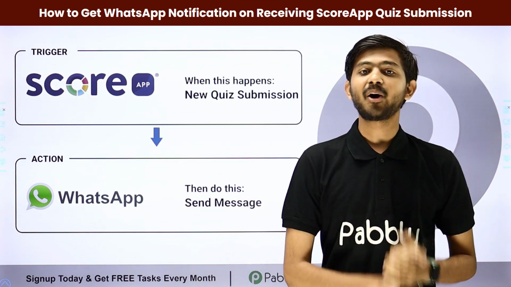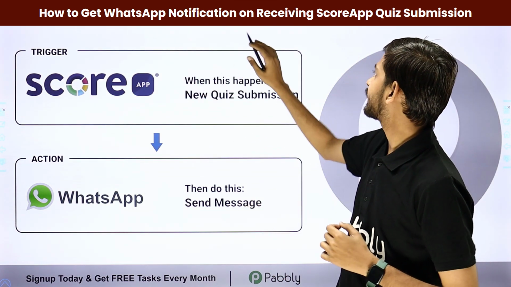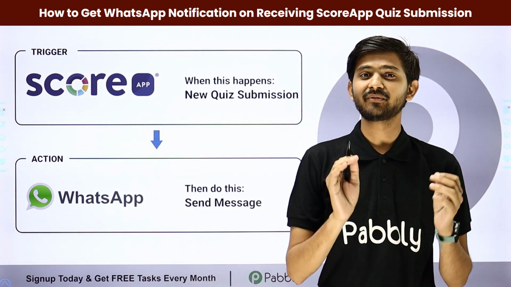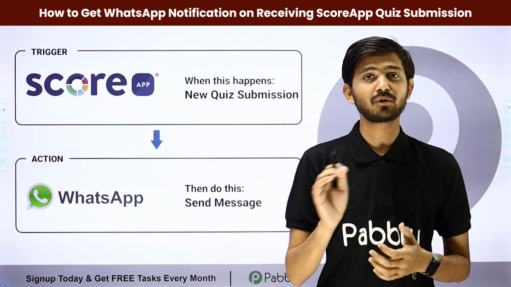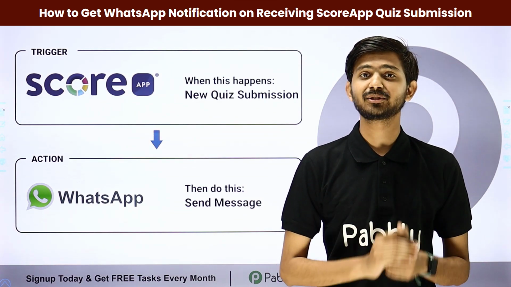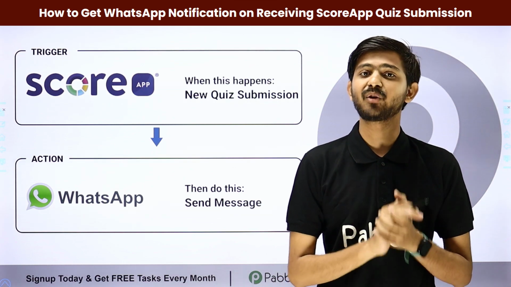Hello everyone, today our topic is how to get WhatsApp notification on receiving ScoreApp quiz submission. So here my objective is that whenever a user submits a quiz in ScoreApp, we want to capture the details of that quiz and use these details to send a notification message on our WhatsApp number.